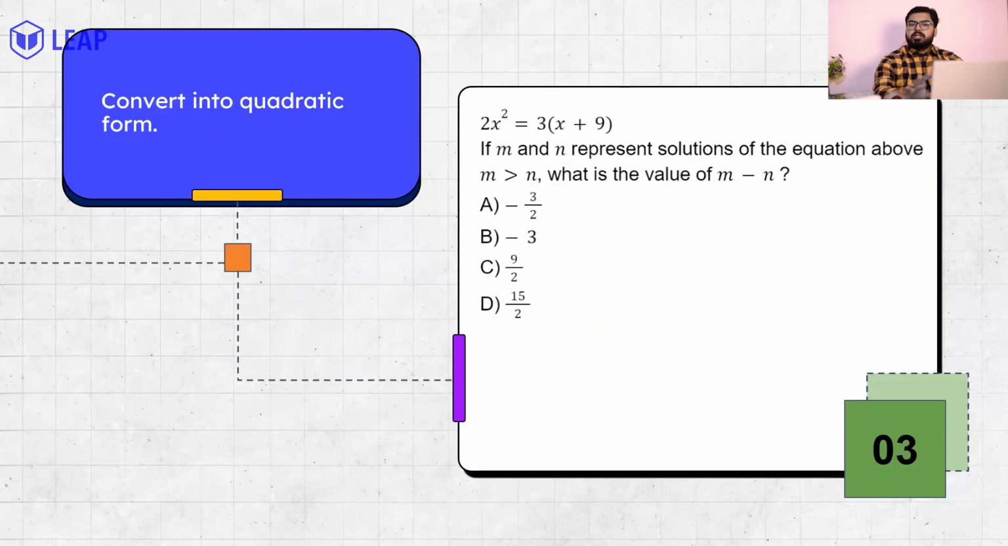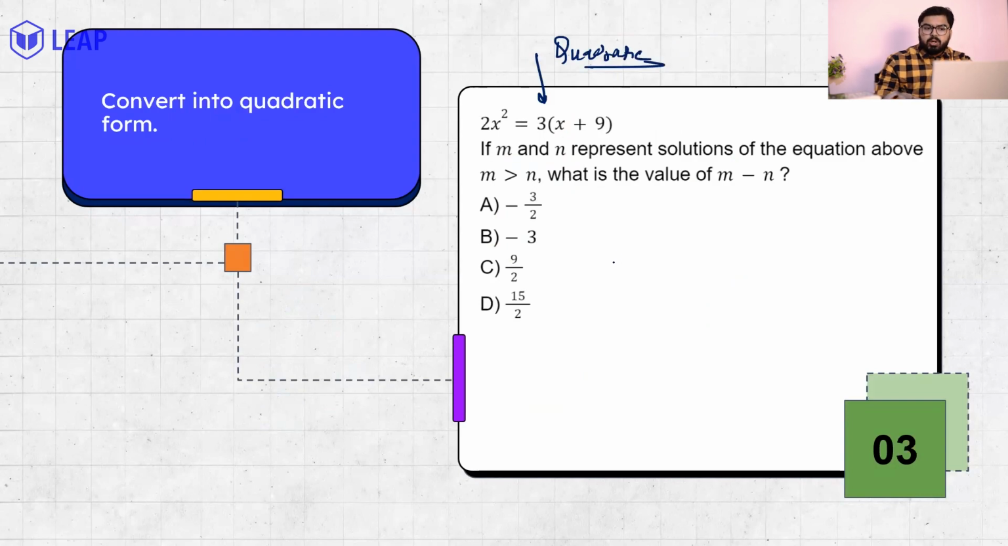Now, for example, this question on the board says that if m and n represent the solutions of the equation above, where m is greater than n, what is the value of m minus n, right? Looking at the equation, what kind of equation is it? It's a quadratic equation. What are m and n? m and n represent the solutions of the quadratic.